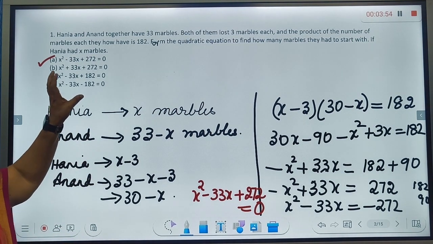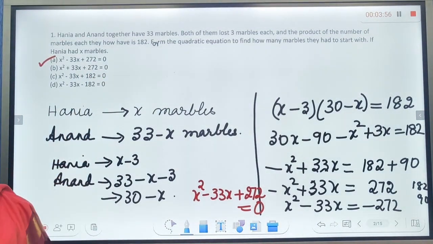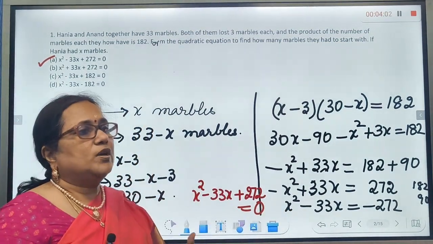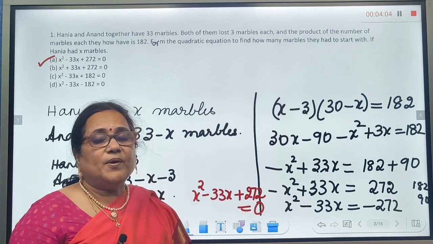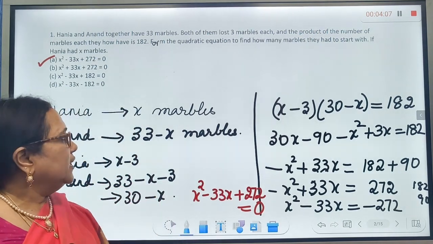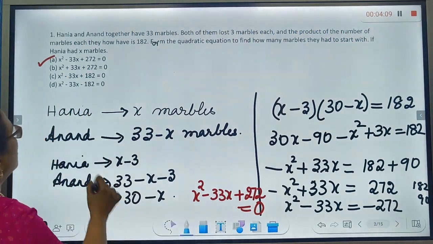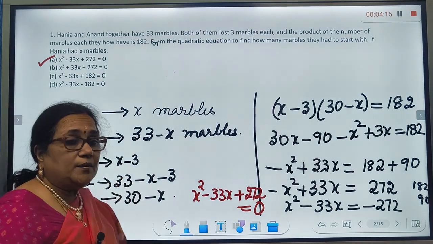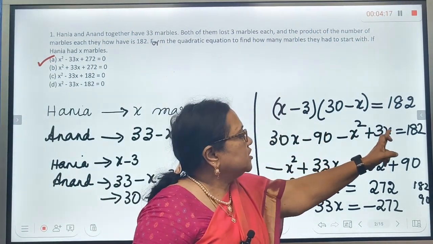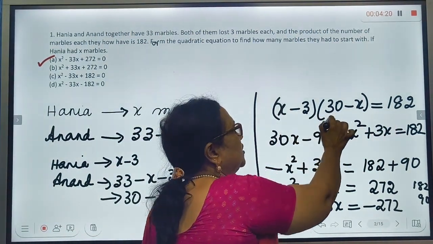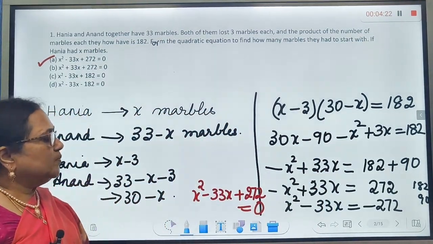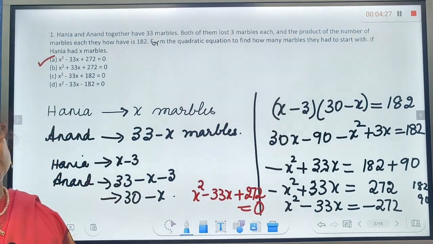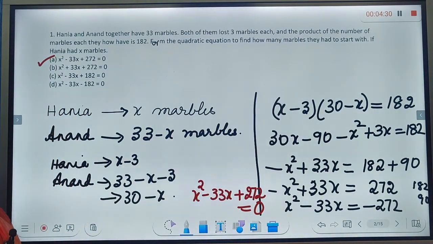So first you have to learn how to convert a word problem into a mathematical one. Once you convert it into a mathematical one, then you can understand what mathematics you should use to solve it. In this case, you are only asked to form the quadratic equation. How will you form it? You are using the fact that when they lose 3 marbles each, the product of the marbles is 182. So x minus 3 into 30 minus x is 182. If you simplify that, you get x square minus 33x plus 272 equal to 0. So the correct alternative is the first one.